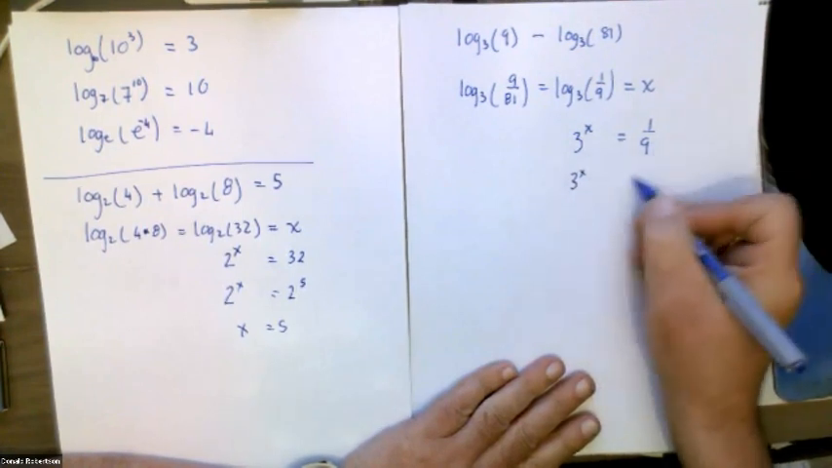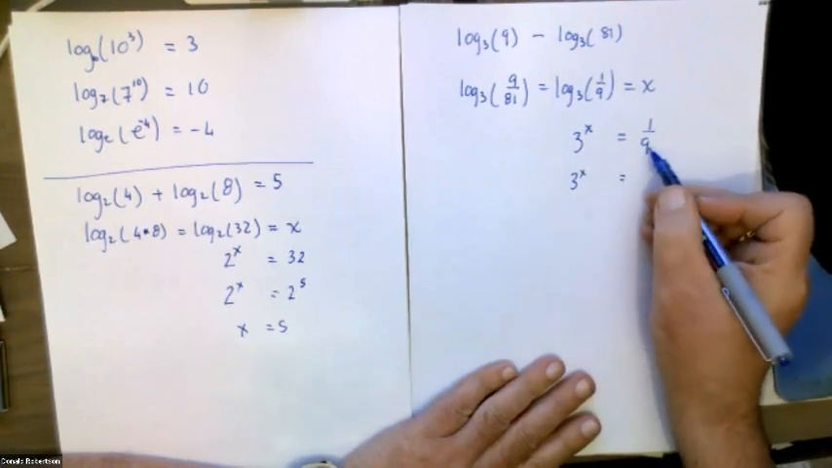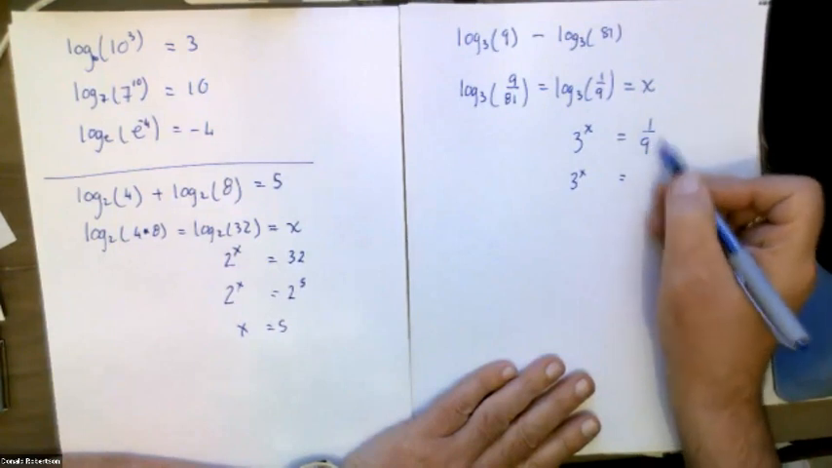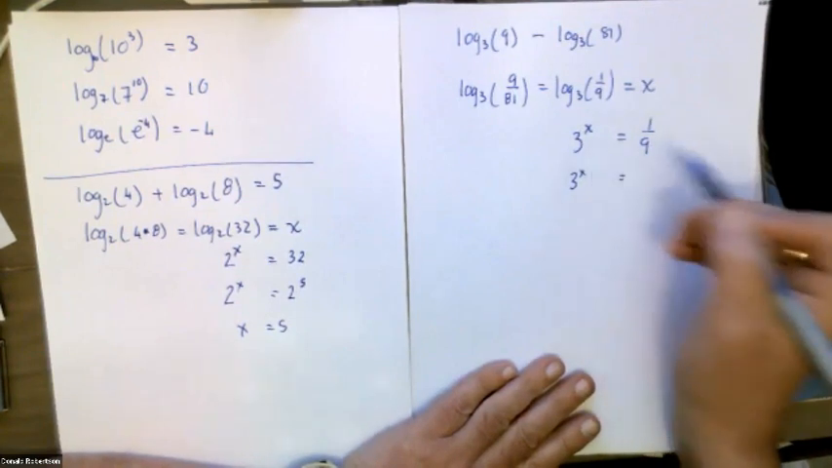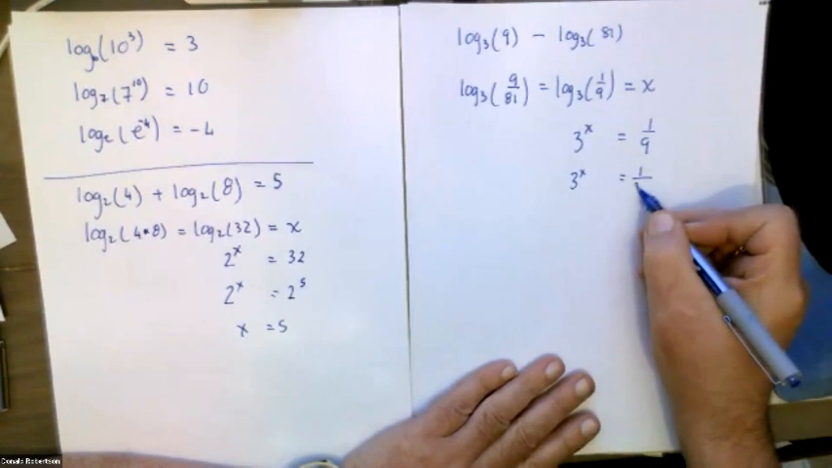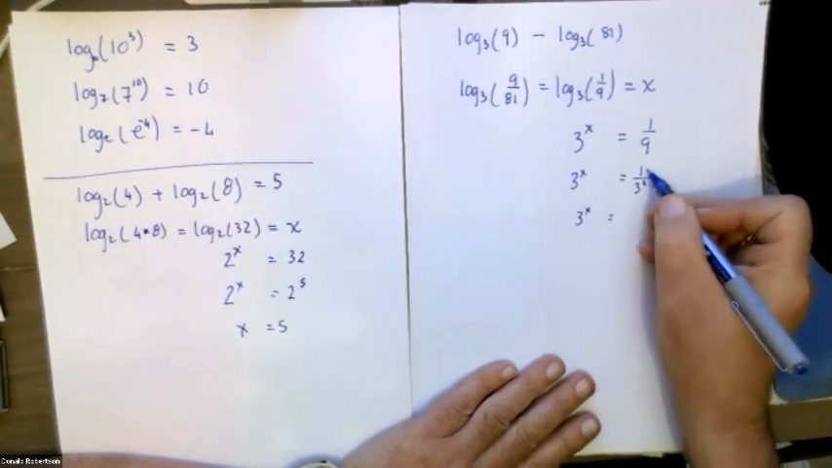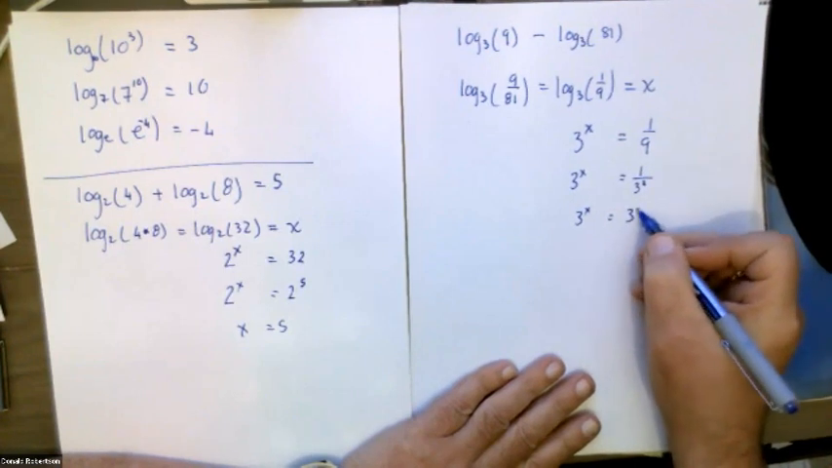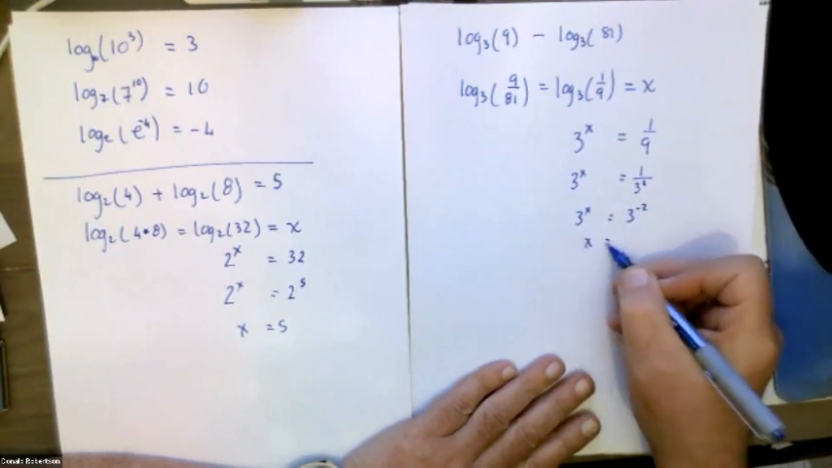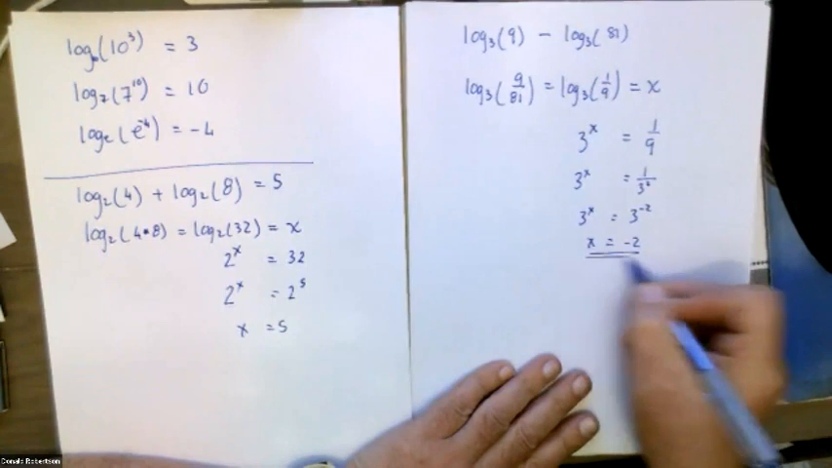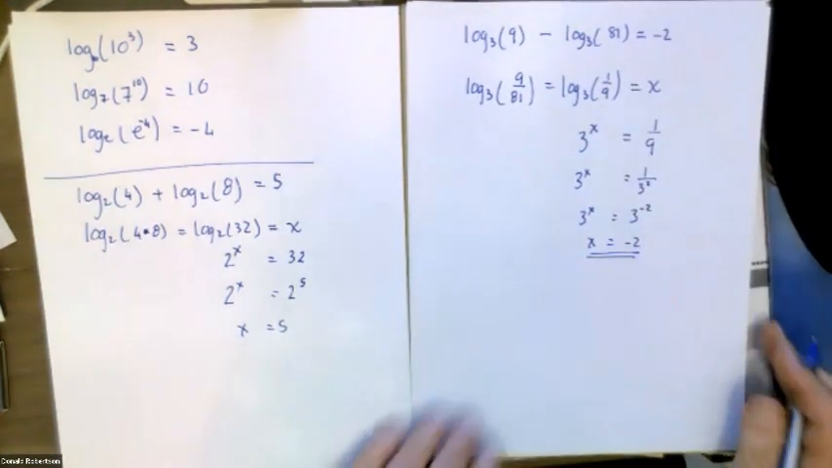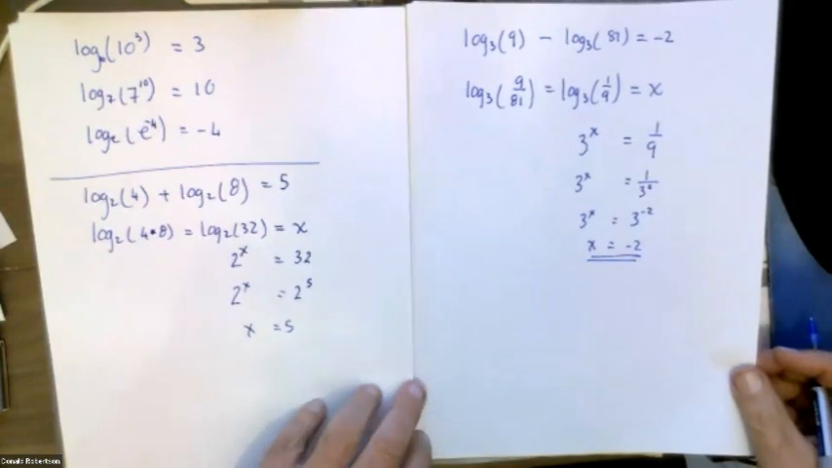Now, if you want to solve this, it's essentially an exponential equation. The thing that's going to cause you trouble is that this needs to be written as a power of 3. Well, I know that 9 is 3 squared. I know that a reciprocal, 1 over 3 squared, is 3 to the negative 2. Bingo. X is negative 2. That makes this answer negative 2.